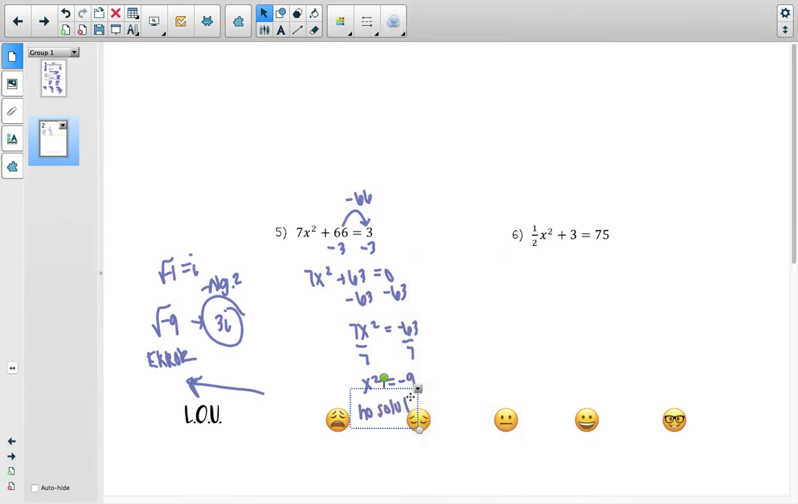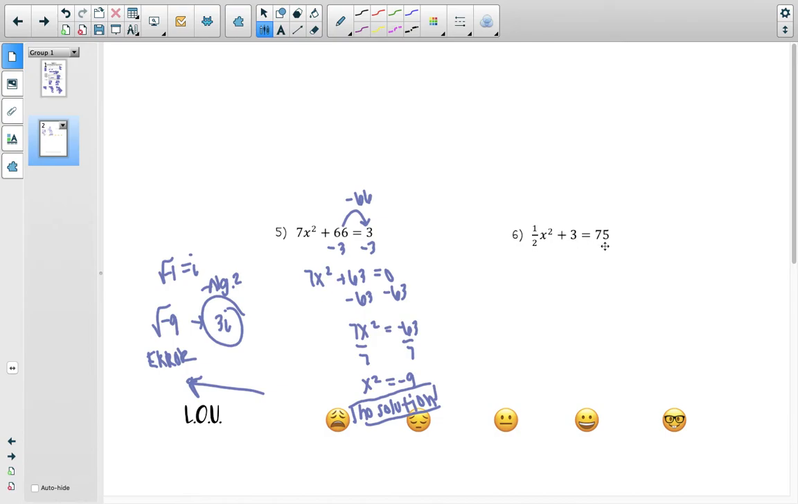So if you get a negative answer after you have isolated the x squared by itself, keyword, after you have isolated the x squared by itself and you get a negative answer, there will be no solution. However, if there's something other than a 1 in front of the x squared, you still have more to do before you can determine if there's a solution or not, okay?